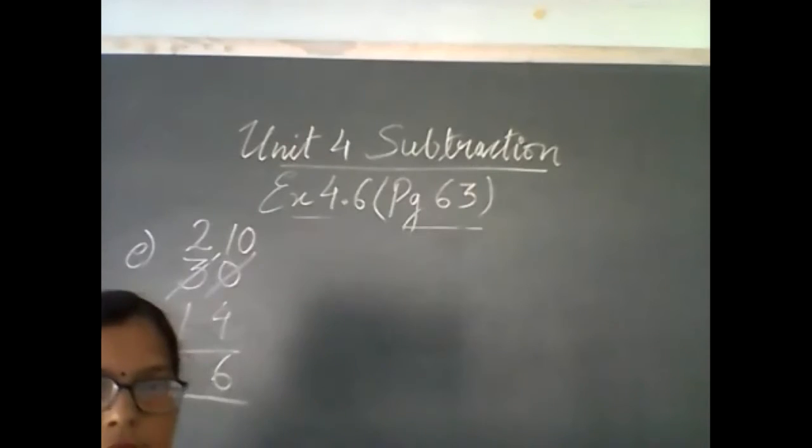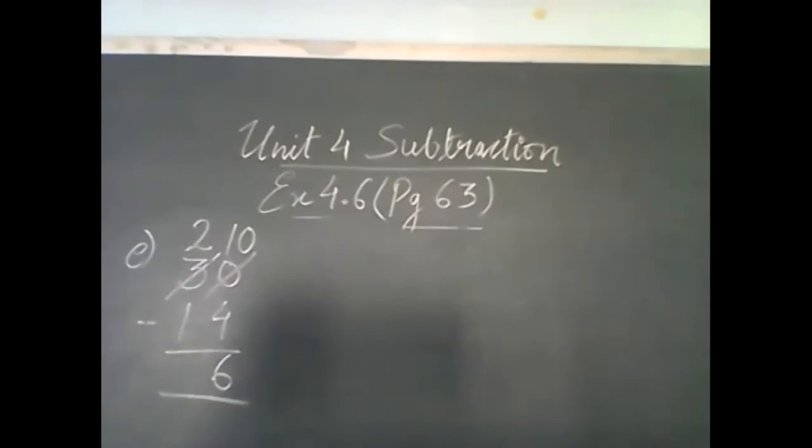Very good, Dhirendra. Now, what is at tens place? Now we have 2 and 1. We have to take away 1 from 2. So 2 minus 1. The answer is 1. Very good.